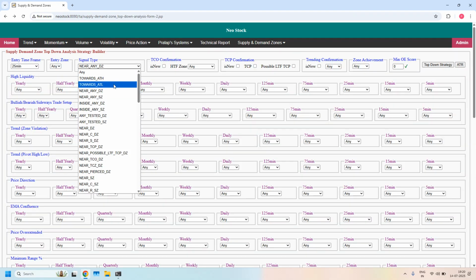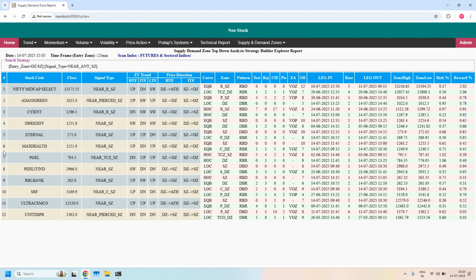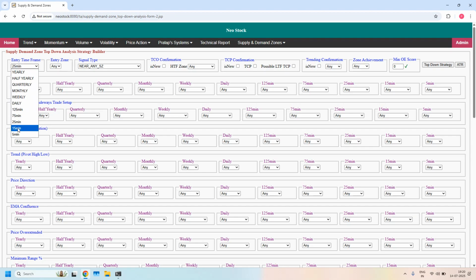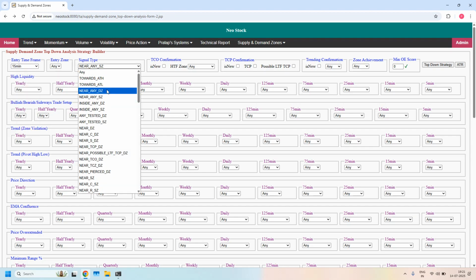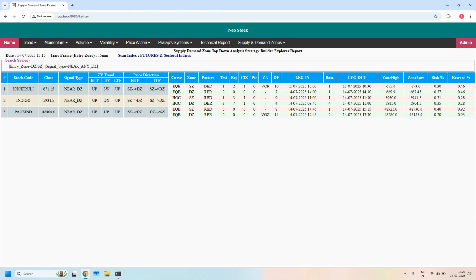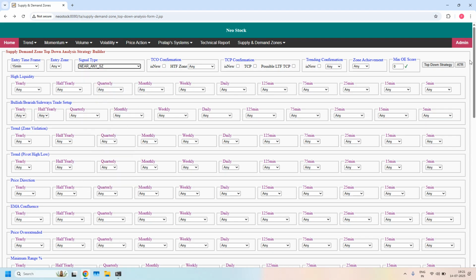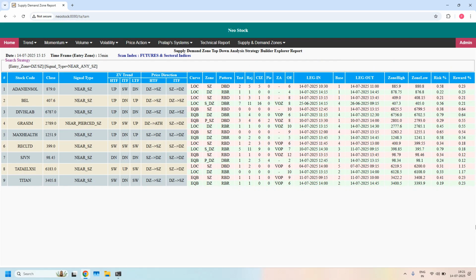Next, stocks near to the 25 minute supply zone. We got 12 stocks. Next time frame is 15 minutes. Stocks near to the 15 minutes demand zone. We got 3 stocks. Next, stocks near to the 15 minute supply zone. We got 9 stocks.